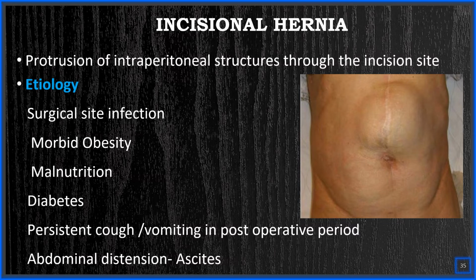Other causes can be if there is an abdominal distension due to ascites. Fluid collection in the peritoneal cavity is called ascites. Again, the surgical site will be weakened. All these factors will predispose for an incisional hernia later in life.